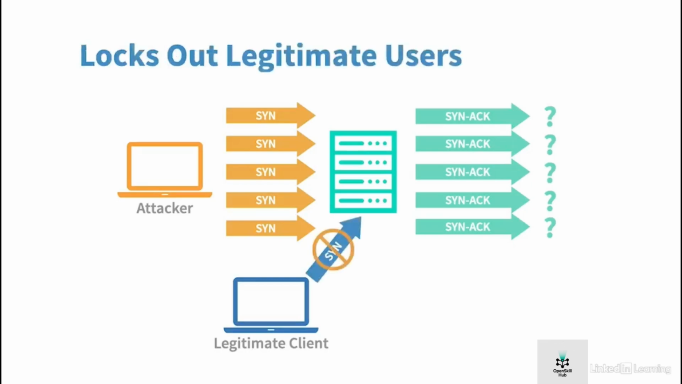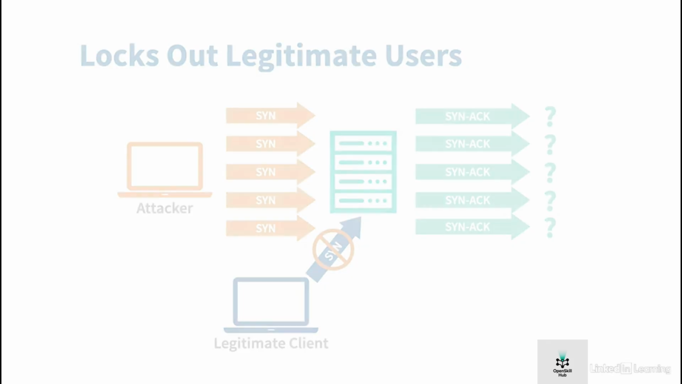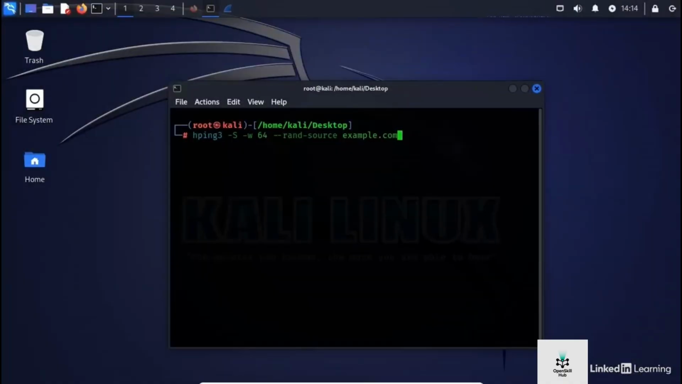To improve the effectiveness of the attack, it should appear as if the packets are coming from multiple sources. That way, security devices are unable to tell where the attack is coming from and whether the requests are legitimate or not. So to launch a denial of service attack and use a bunch of random IP addresses, I'll go into HPing3 and run a SYN scan using the random source mode. And here we see the command.